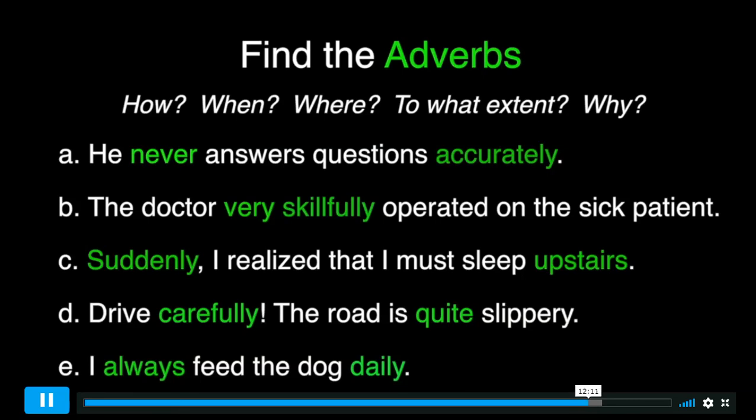Where are you going to sleep? Upstairs. In D, the adverbs are carefully and quite. By the way, the first sentence in D is a command or an imperative sentence. Remember that has the subject of you understood. Anyway, carefully is an adverb telling us more about the verb drive. And quite is an adverb telling us more about the adjective slippery. In E, the adverbs are always and daily. Always tells us more about the verb feed, and so does daily.